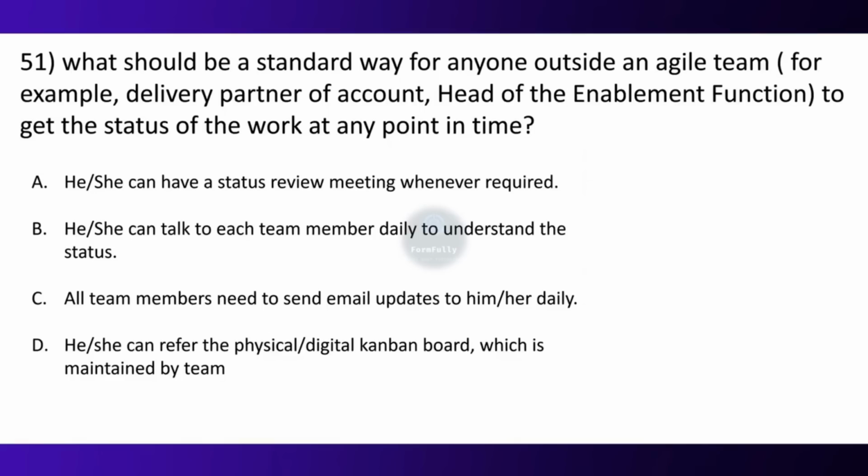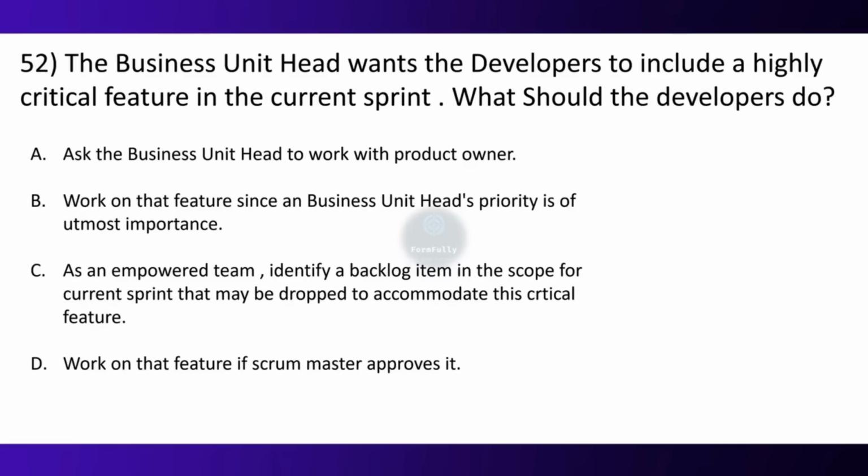Question 51. What should be a standard way for anyone outside an Agile team, for example, delivery partner of account, head of enablement function, to get the status of the work at any point in time? Option A. He or she can have a status review meeting whenever required. Option B. He or she can talk to each team member daily to understand the status. Option C. All team members need to send email updates to her or him daily. Option D. He or she can refer the physical or digital Kanban board which is maintained by the team. And the correct option is D.